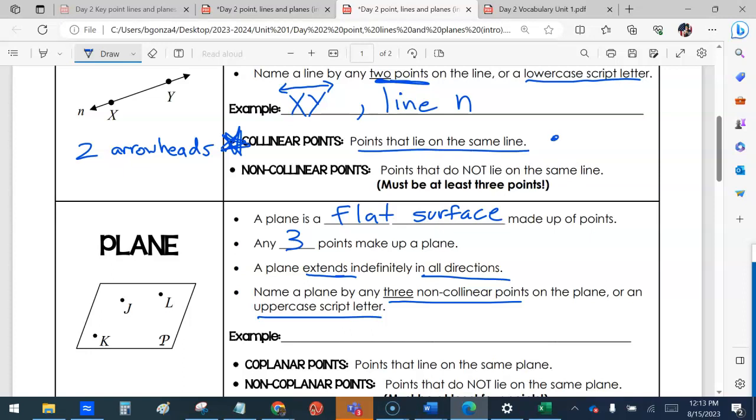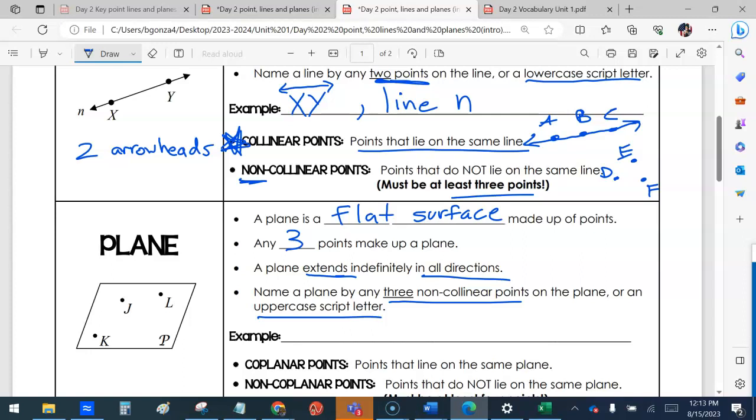So let me draw a picture. If I got 3 points, call them A, B, C. If they make a straight line, those are collinear. Cool. But the next one, non-collinear, is not collinear. Think about points that don't make a straight line. And it has to be at least 3 points. So let's try D. D and E would make a straight line, but my 3rd point down here, well, those don't make a straight line. Cool? All right.